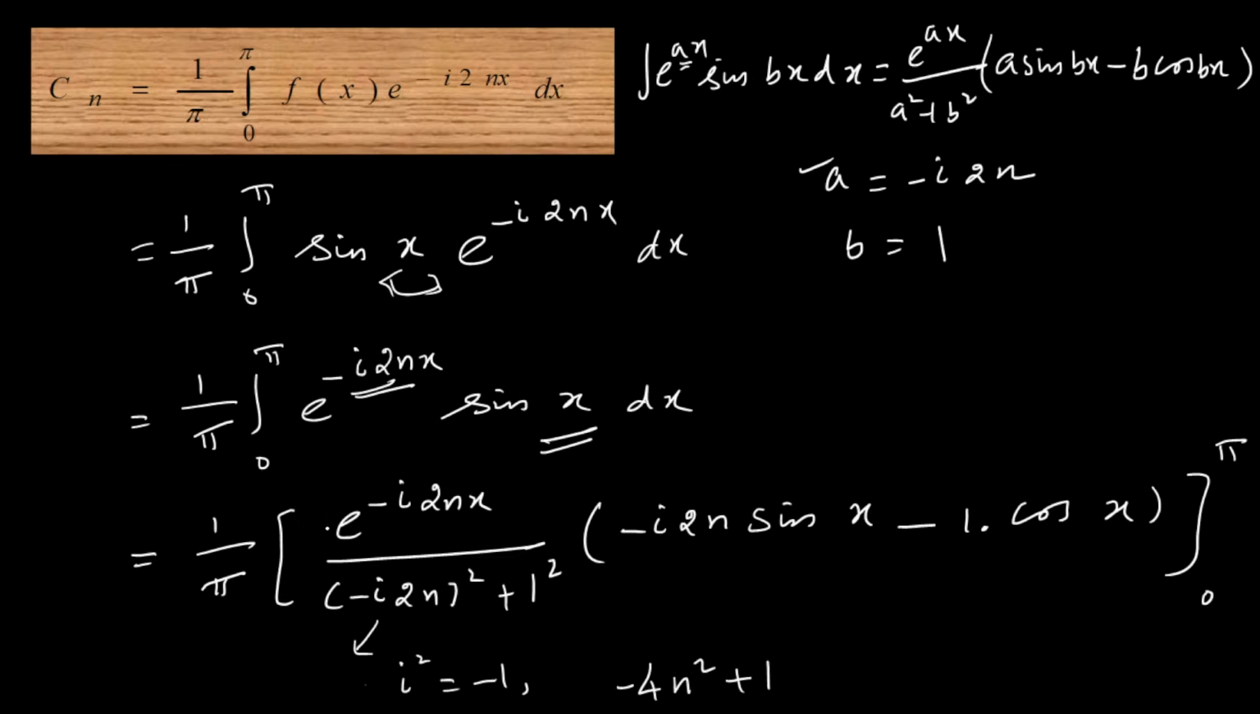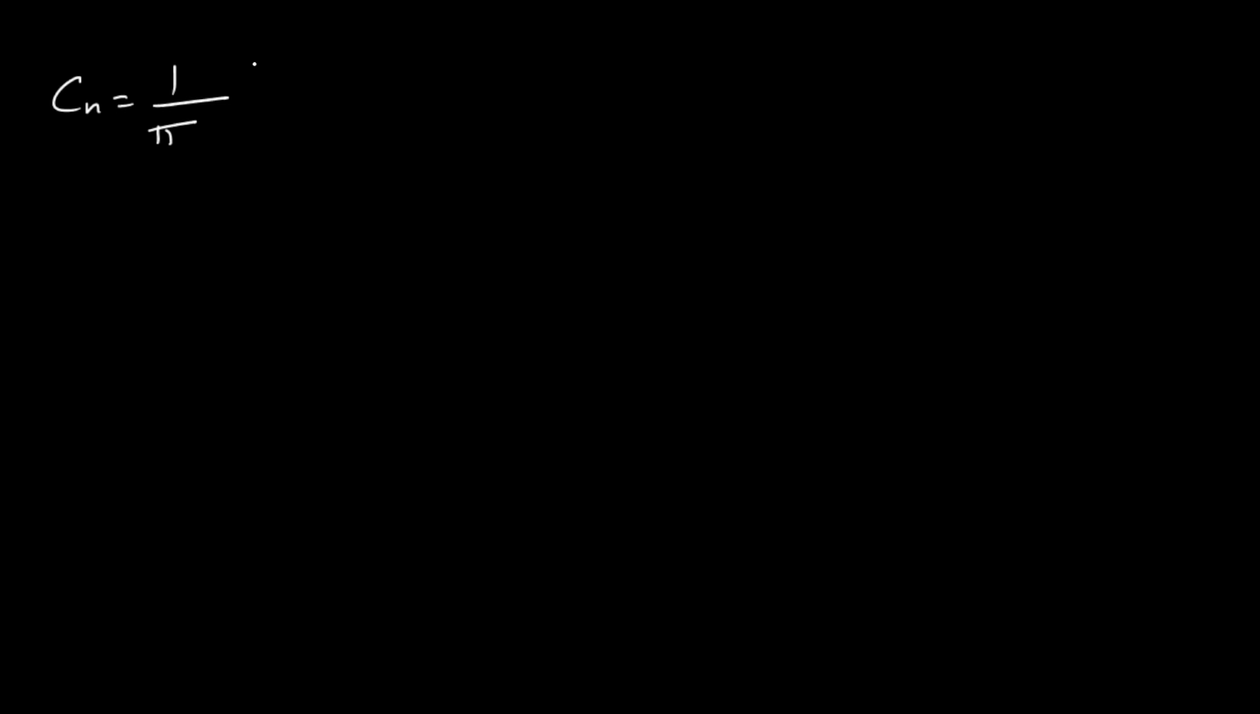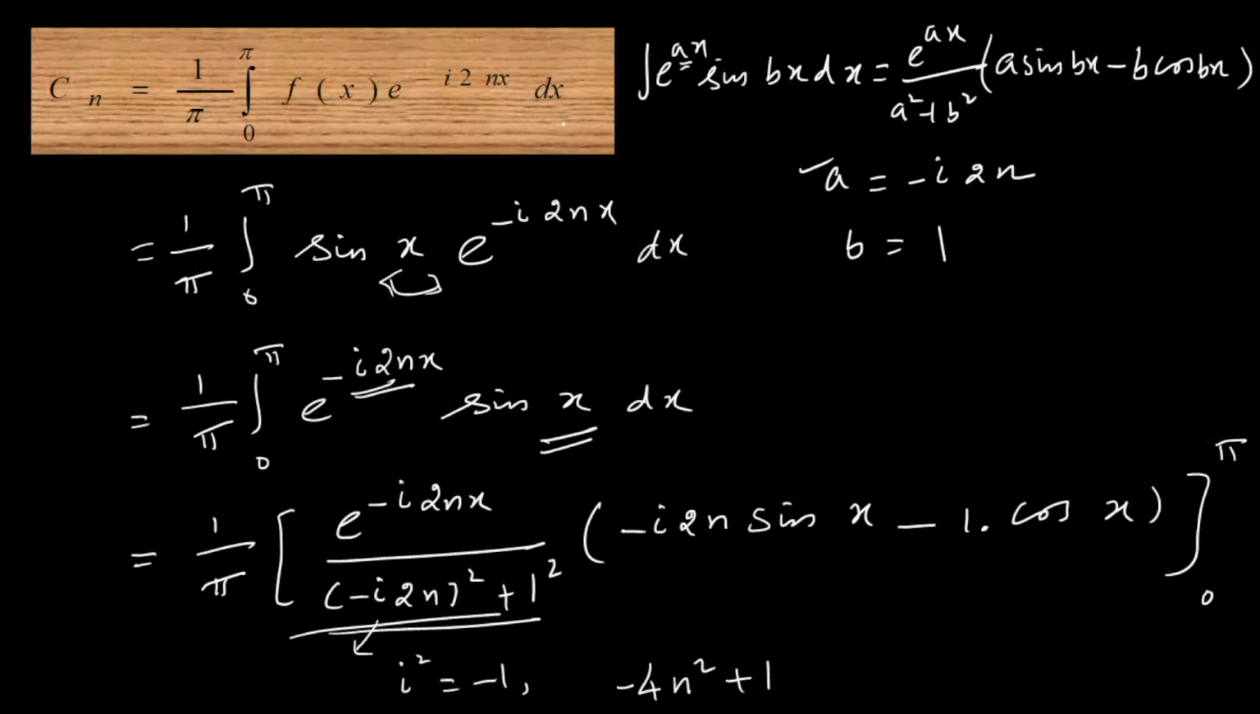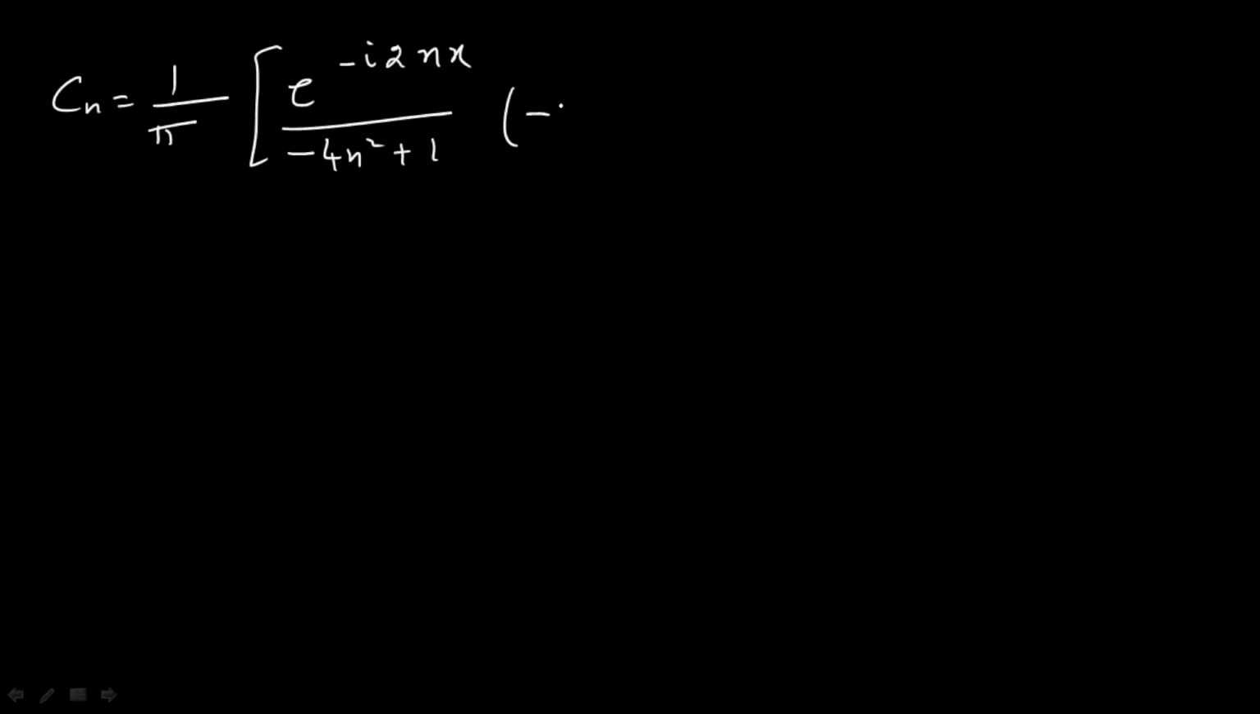Look at here. I am just writing the remaining terms as it is. Only I am just squaring the denominator alone. So e^(-i2nx) over (-4n² + 1), within the bracket here you have (-i2n sin x - cos x), with the limit from 0 to pi.